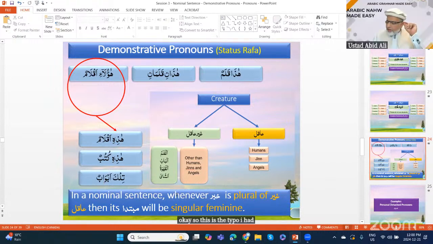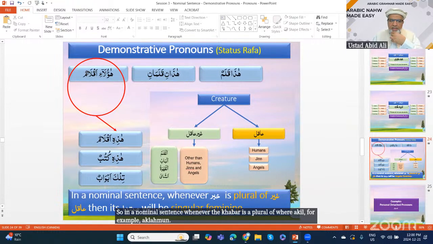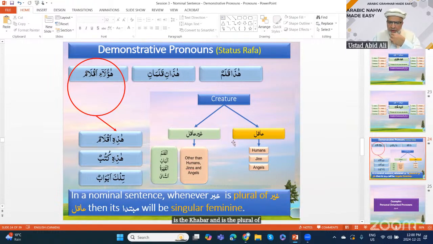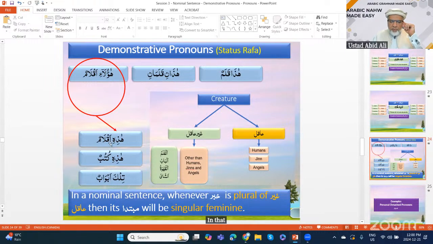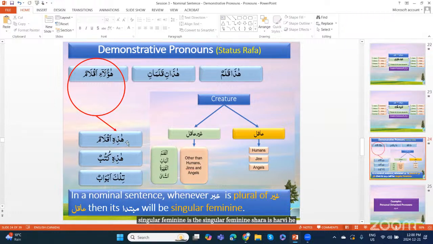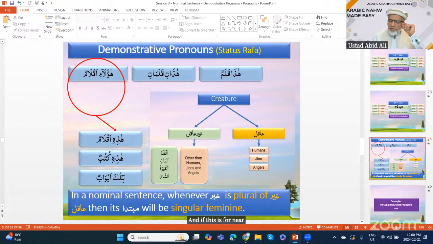So in a nominal sentence, whenever the khabar is a plural of ghair akil, for example aklamun is the khabar and is the plural of ghair akil, it's not a human, jinn or angel. In that case, the ishara will be singular feminine. Is the singular feminine ishara hadhihi? Yes, if this is for near, and the singular feminine ishara for the far is tilka.